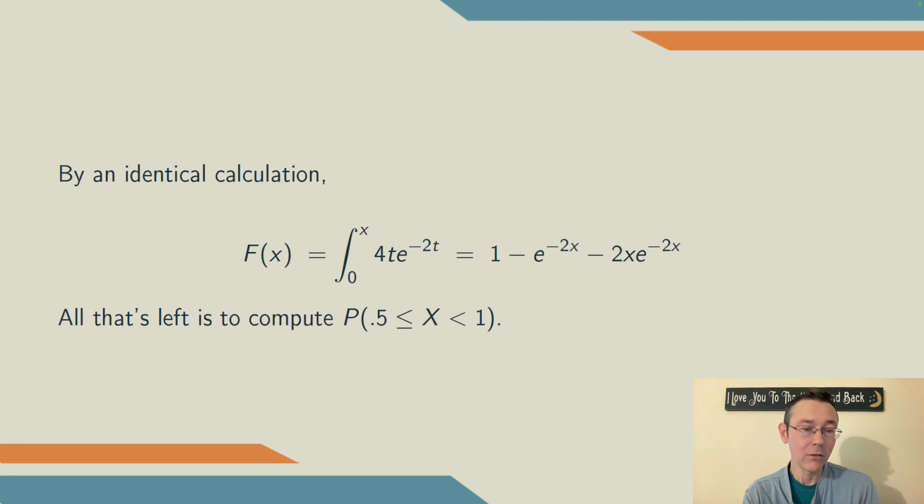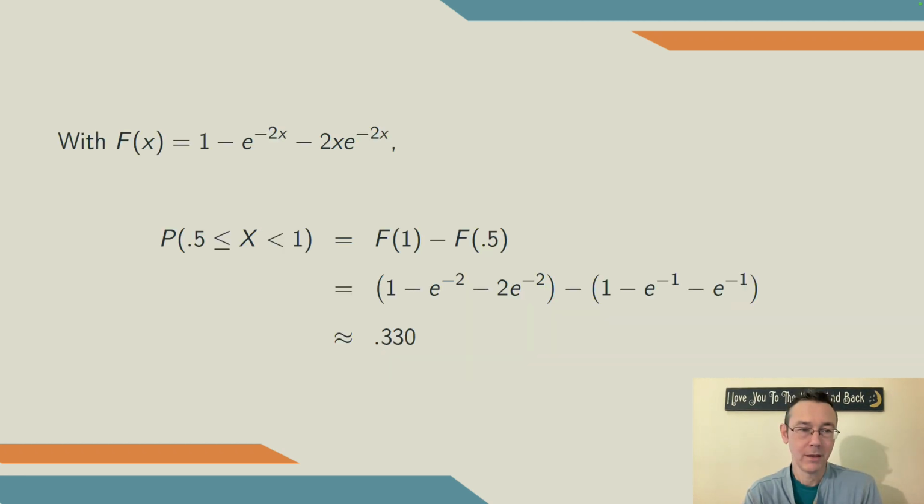The last thing we have to do is to compute the probability that x is between 0.5 and 1. And so we're going to plug in 1 into this CDF, plug in 0.5 into this CDF, and then subtract. Here's the actual math. We end up getting about 33%.